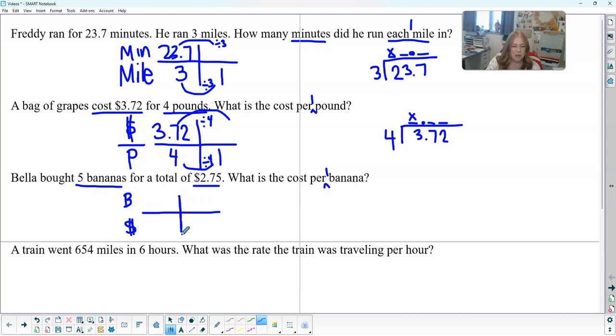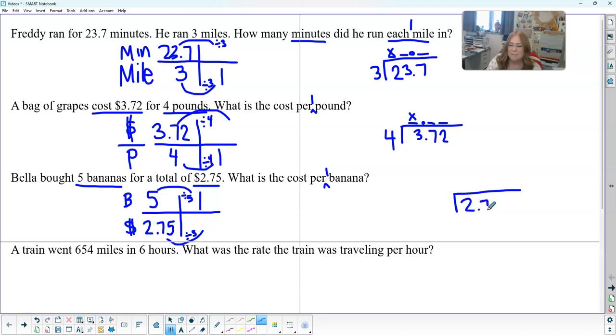So setting up my chart, I have 5 bananas. 5 bananas was $2.75. Now I want to know how much money, and my money is on the bottom, so I'm going to leave it blank. Bananas are on the top. I'm going to put my 1 on the top this time because that's where my bananas are. As long as you have everything matched up, it doesn't matter if it's on the top or the bottom. Every time I talk about a banana, I put it on the top because that's where I put the B. So how do I get from 5 to 1? We divide by 5. So I need to take $2.75 and divide it by 5.